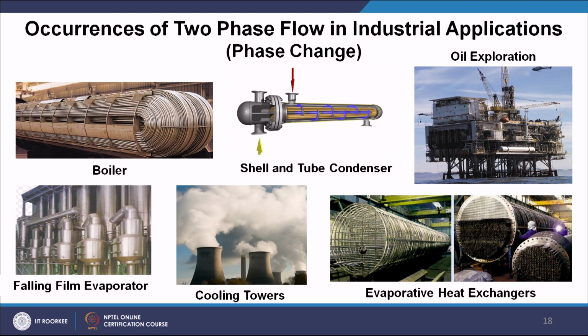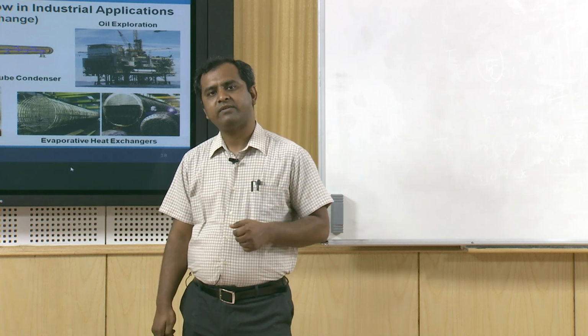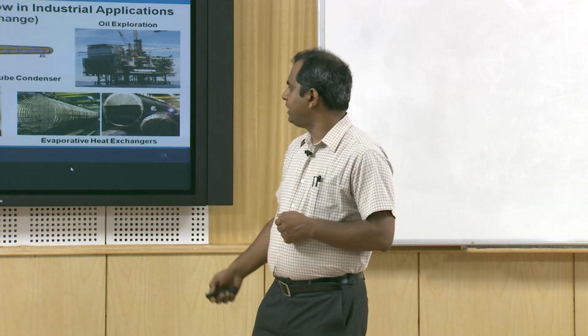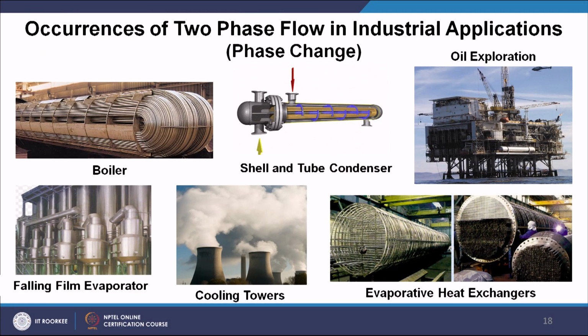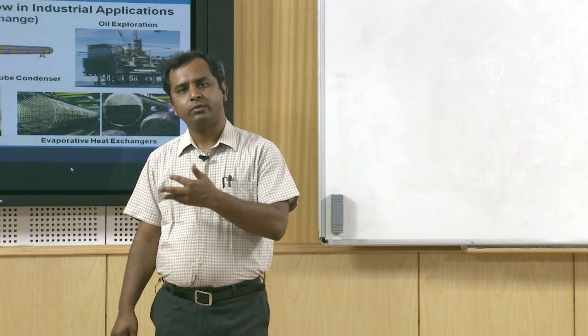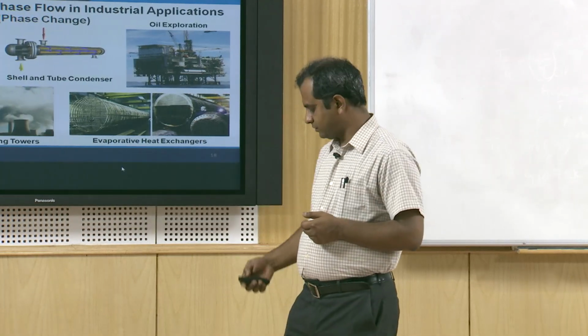Here I have shown you oil exploration. You will find lots of liquid liquid two-phase flow in an oil exploration plant. Once again an example of industrial two-phase flow. Falling film evaporator, cooling towers, these are also part of your power plant, but everywhere we have examples of two-phase flow. Evaporative heat exchanger, this is also a typical example of a heat exchanger where using heat we get the change of phase and we have two-phase flow.